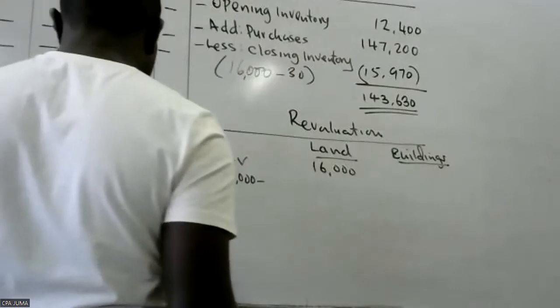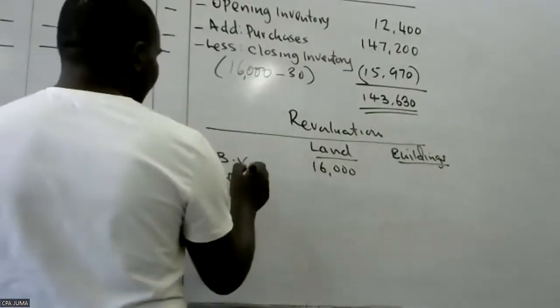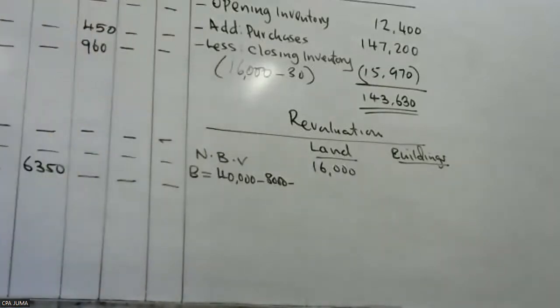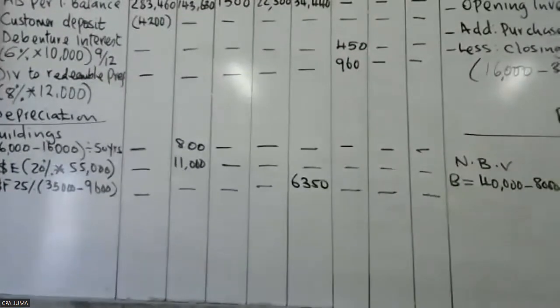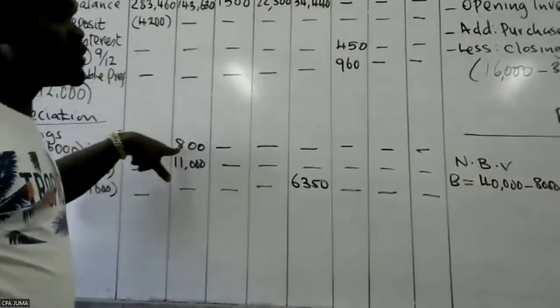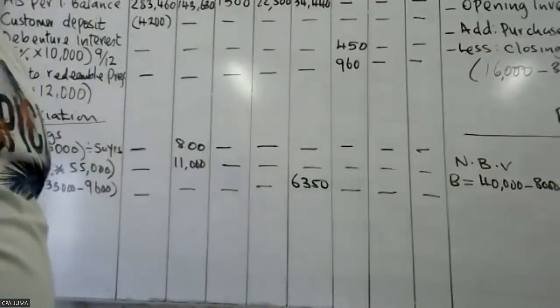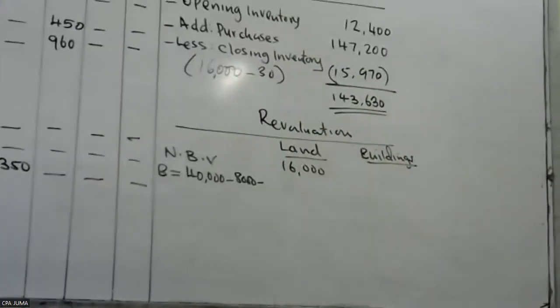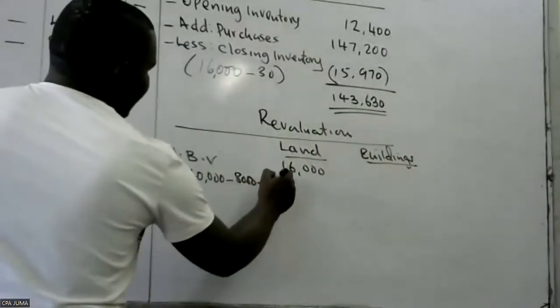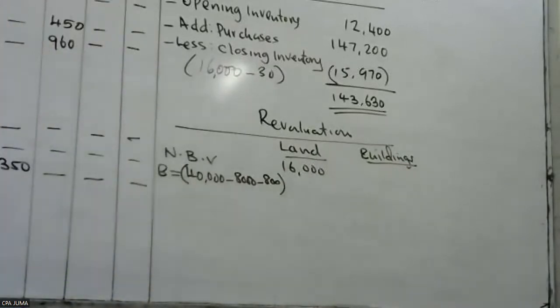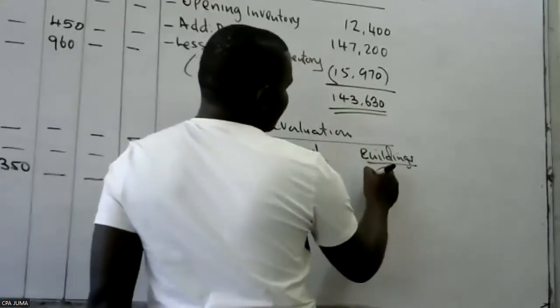Accumulated depreciation on buildings was how much? 8. Then this year you have charged how much? Check your allocation. For buildings we have charged 800 for this year. So this should be the net book value for buildings. How much? 31,200.